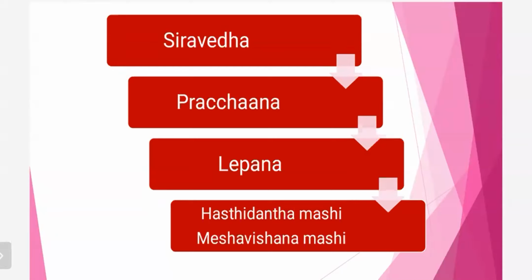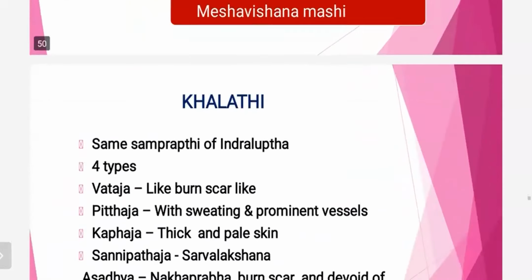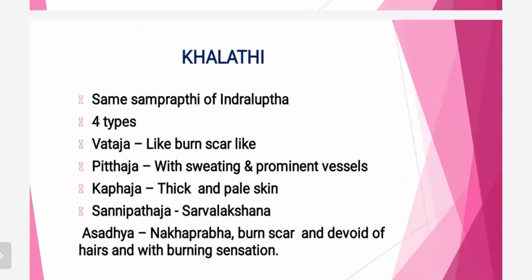So the Mesha Vishana Mashi, when the new hair starts coming, it will be gray in color. To convert these gray colored hairs to black colored hairs, the Mesha Vishana Mashi is indicated. And in the Samprapti of the Khalati, the same Samprapti of Indralupta is applicable. And it is mentioned as of 4 types. No need to go into that detail.